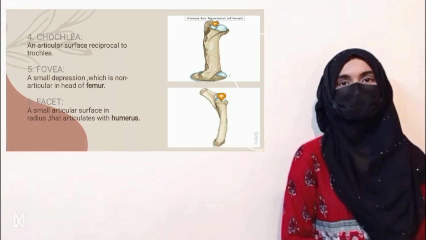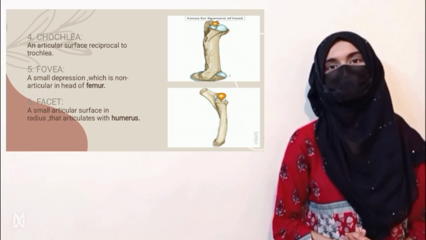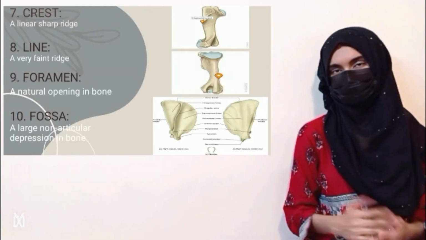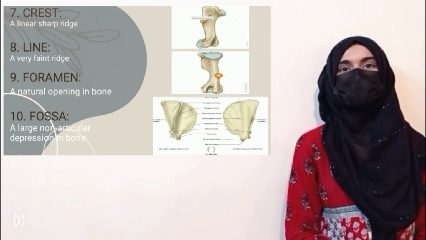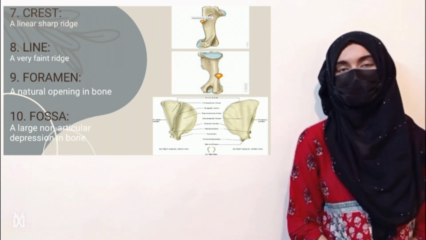The sixth example is facet, a small articular surface in the radius that articulates with the humerus. The seventh example is crest, a linear sharp ridge, in the first image. The eighth example is line, a very faint ridge.